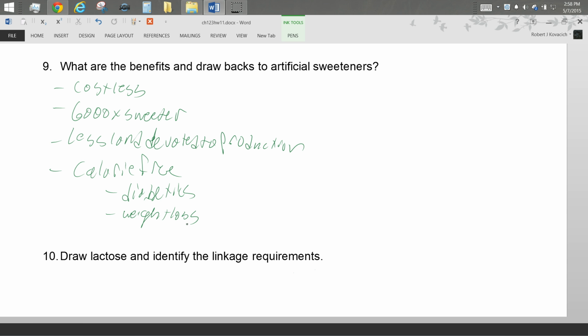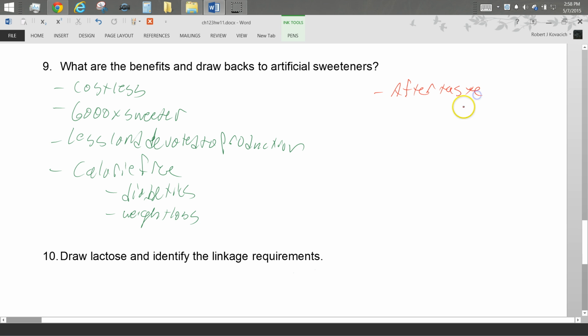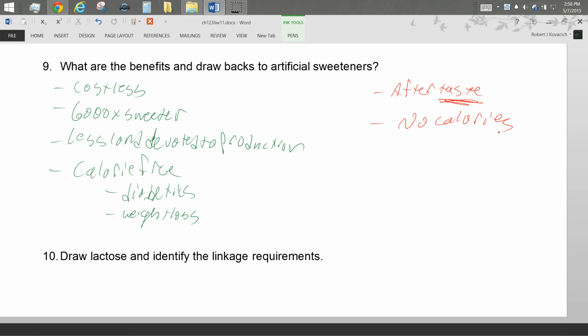Drawbacks? Aftertaste. Okay. Or just aftertaste, or just taste in general, right? Some people know it right away before they even aftertaste it. Available energy. There's no calories. You can't give a Diet Coke to a starving person and have anything happen except they become hydrated.